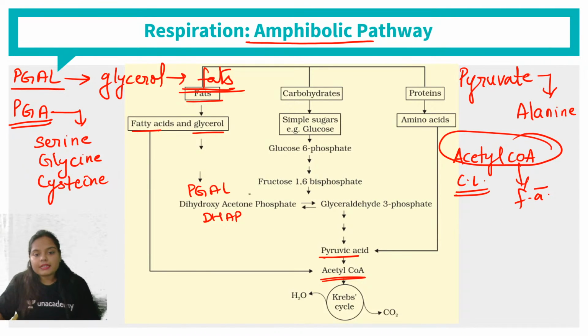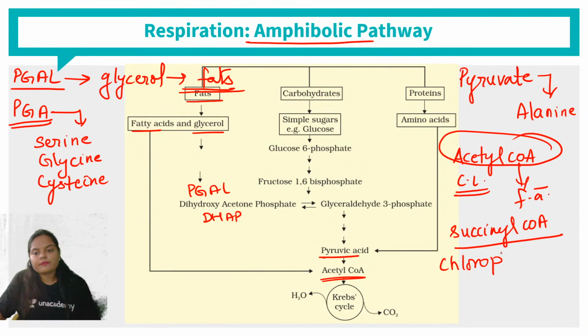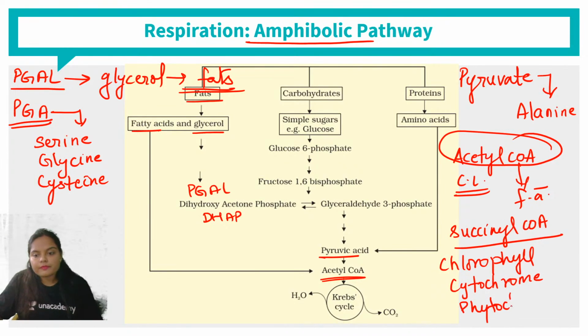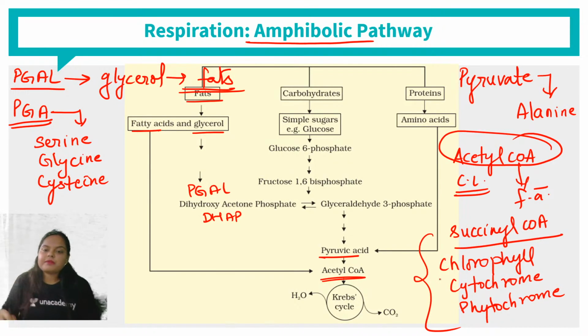Okay, similarly, remember the intermediate succinyl coenzyme A, which was formed in the Krebs cycle, it is involved in the formation of a chlorophyll molecule. Okay, the cytochrome molecule, which is involved in the electron transport chain. Then the phytochrome molecule. Okay, so again it is involved in the biosynthetic pathway.